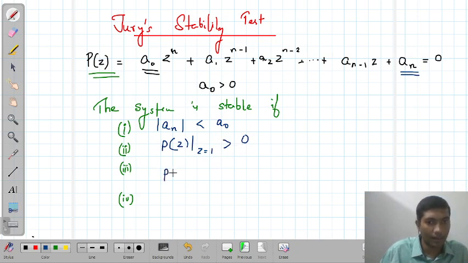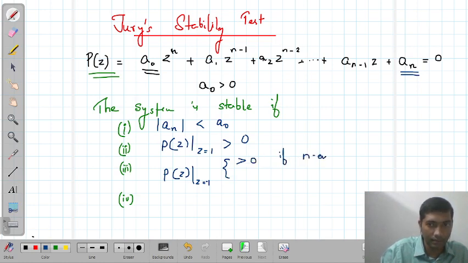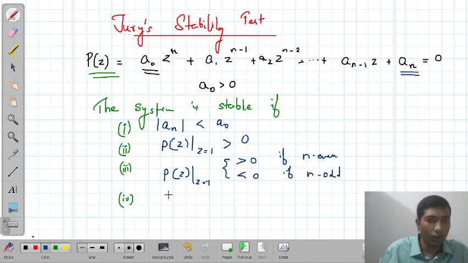The third condition is P of z at z equal to -1. You need to check this, and it has 2 cases. It needs to be greater than 0 if n is even. If the order is even, then it needs to be greater than 0, and it will be less than 0 for odd n. That is the third condition.